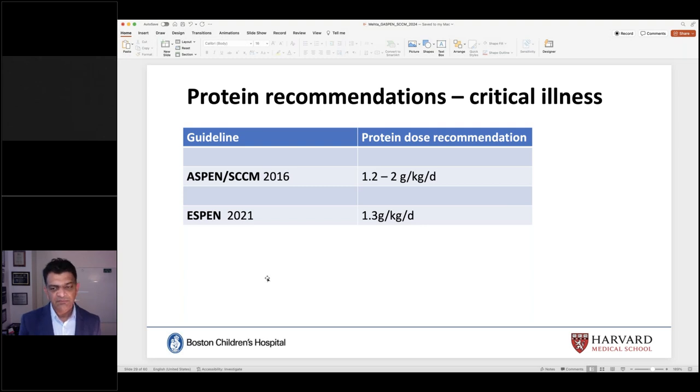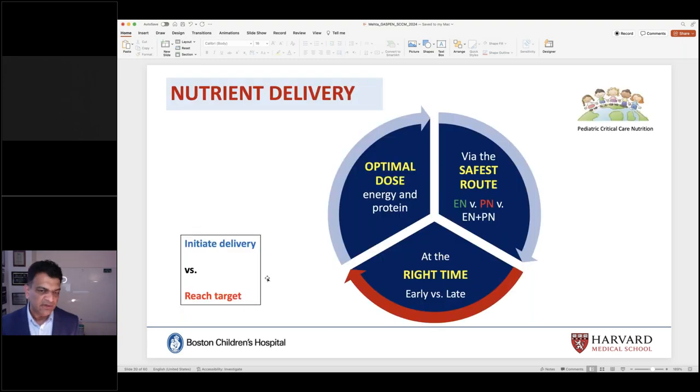ASPEN and SCCM believed in a much broader range. ESPEN said you should give 1.3 grams per kg per day, but it sounds like there is still an ongoing controversy, but these are numbers that people would quote. And as you saw in the data that I showed, in some surgical patients, you're giving 0.2, and in most medical patients, on average, they get 0.6, so not even half of what ESPEN would recommend. So interesting times for protein.